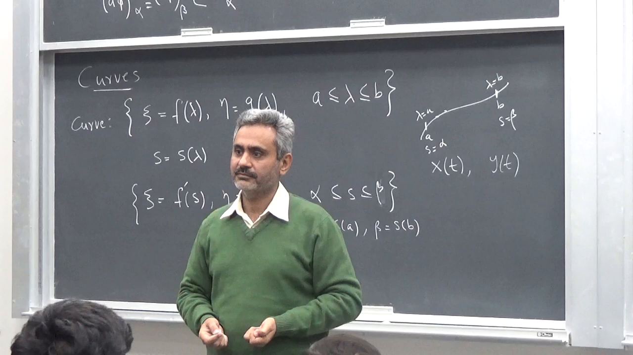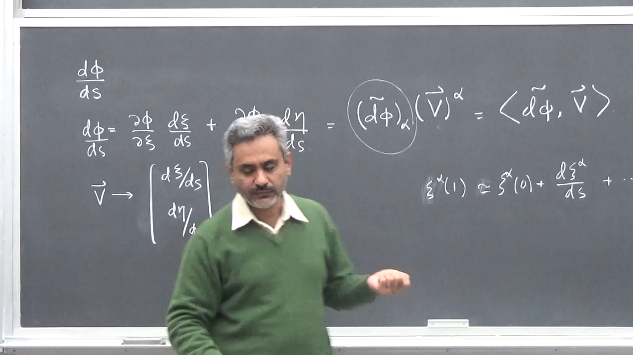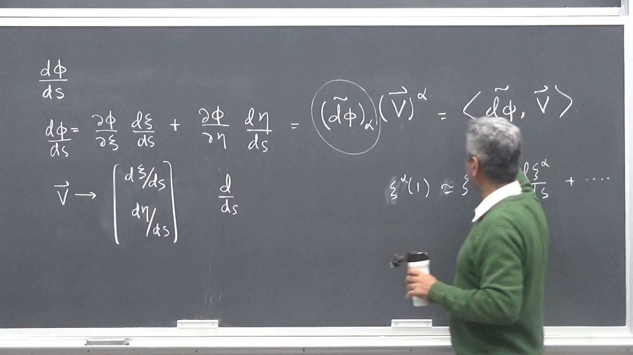So all curves, all vectors, all vectors, all curves. Right? So this is what is called the modern view about vectors. So this is a vector. And this is a boundary.